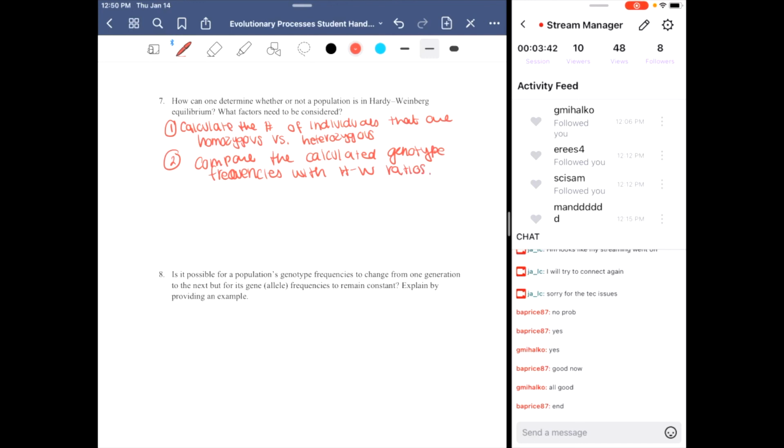So this is ideally how you would determine if something is in a Hardy-Weinberg equilibrium or not, and question 6 is a great example to refer back to. But just know that in real life, this is really difficult to do because if an allele shows dominance, it can be hard to distinguish the homozygous dominant from the heterozygous dominant.